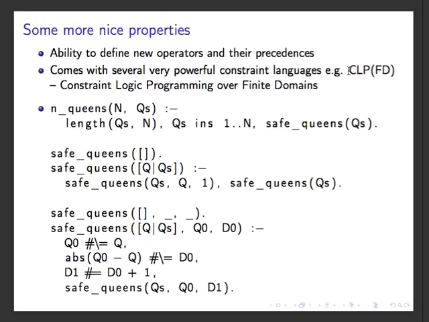No pair of queens should be on the same row, on the same column, or on the same diagonal. And you can express it in a quite succinct way, and you can actually run this. You can run this, and it will successfully find the solutions to this problem.